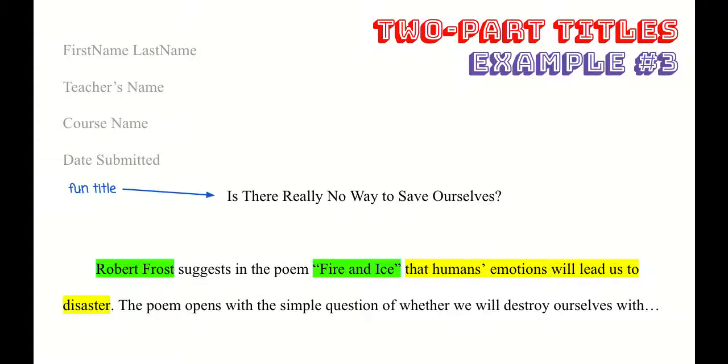So I took a little bit of a different strategy here in wording my fun title first line as a question. So coming out of humans' emotions will lead us to disaster, I started with the question, "Is there really no way to save ourselves?" You'll notice that I ended this first half of the title with a question mark because it is a question. So I have that question mark instead of a colon.